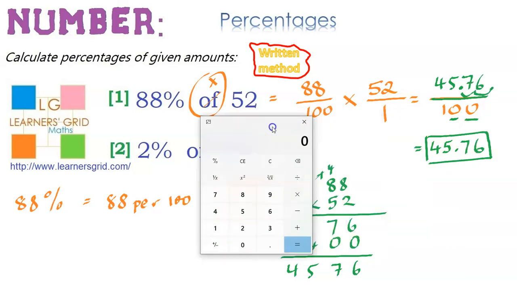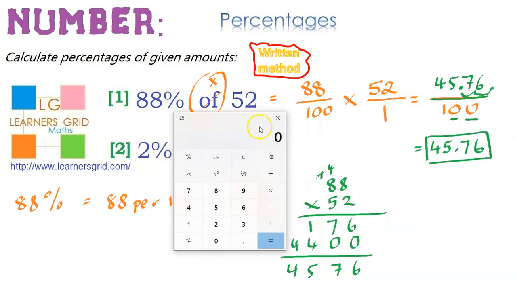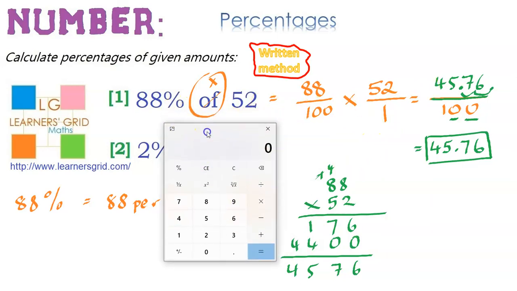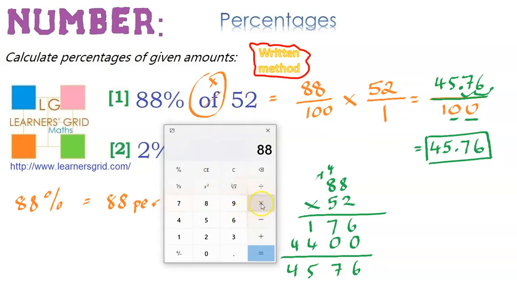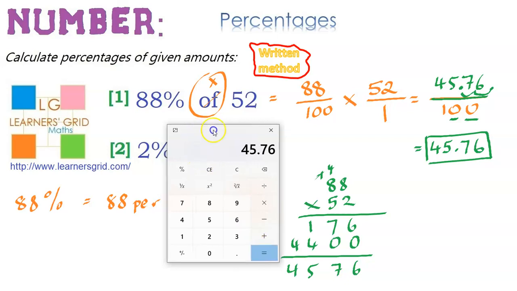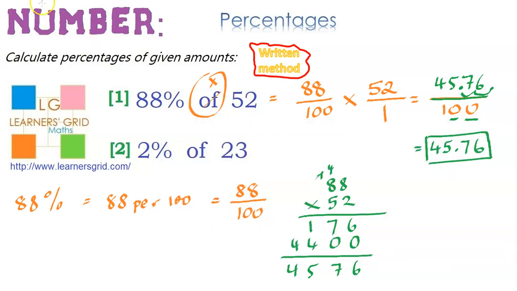What you can do is bring in a calculator and just check. So all you do then is go 88 times 52, hit the percent button, push the equals button, and we should end up with 45.76. And there we go. We are correct. Okay, so that's number 1.